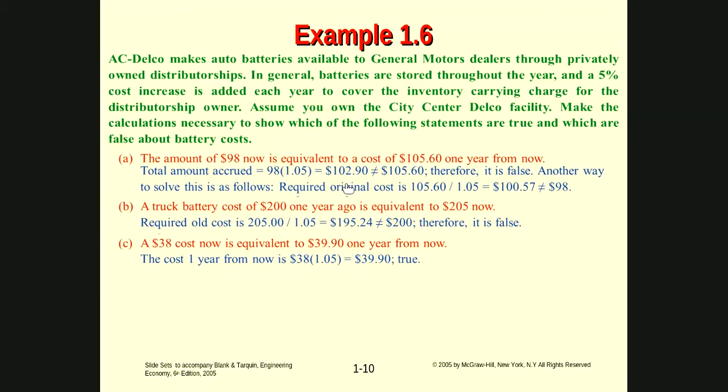So the 98, when we apply the 5% to it, we get 102.9, and that is not equal to the 105 given in the statement. So we can say that the 105 is not equivalent to $98 a year later, with the consideration of the 5% applied per year.